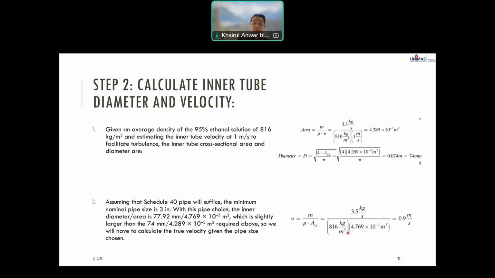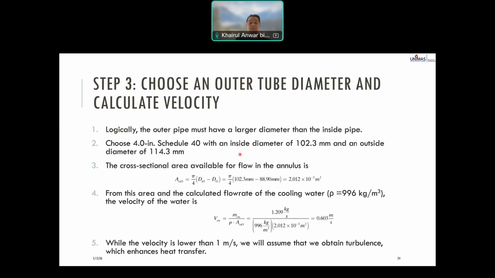So we will have to calculate the true velocity given the pipe size chosen. This calculation here is based on the actual pipe size, where you get the pipe size from the schedule 40. So based on the true design dimension from the schedule 40, we found that velocity V is 0.9 meter per second, which is slightly lower than the assumption of 1 meter per second.